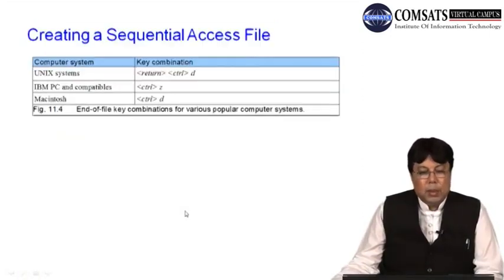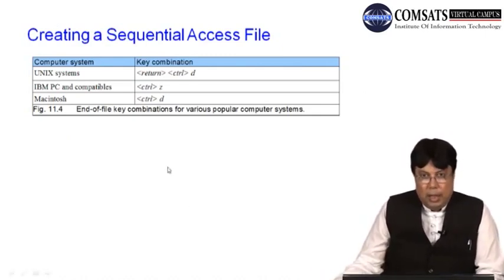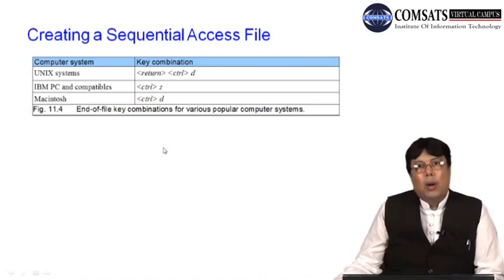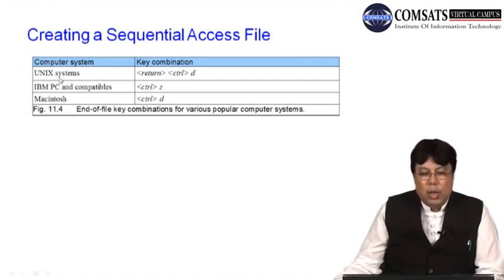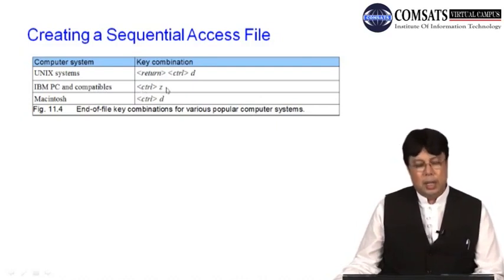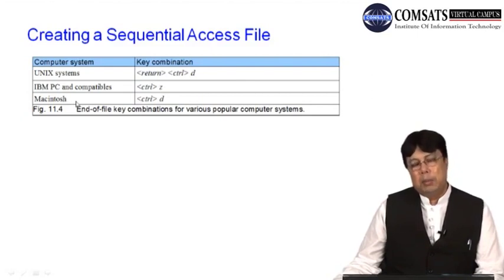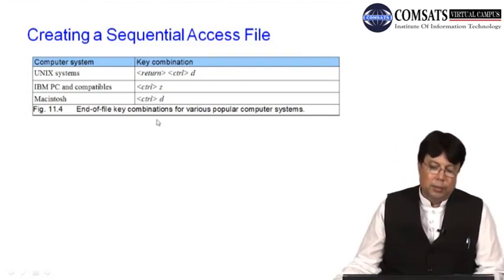Okay, so we have seen the example, and we have not yet seen whether the data has actually been recorded or not. We will see it in the next example when we read the data. In the Unix system, you press Ctrl D to indicate end of file. The IBM PC compatible environment where we are working uses Ctrl Z to indicate end of file, and in Apple Macintosh or iMac machines, you are required to enter Ctrl D to indicate the end of file.